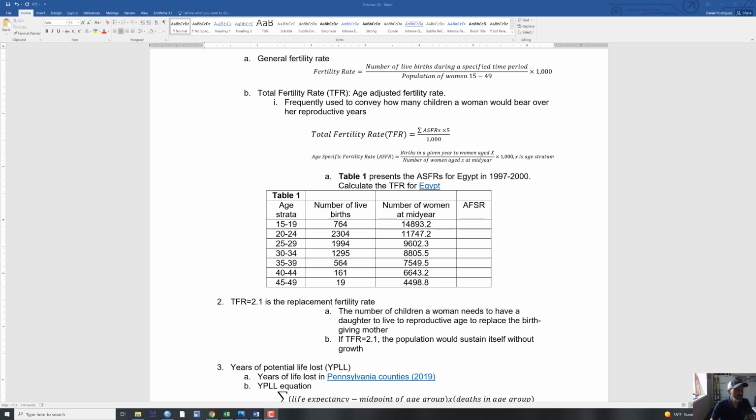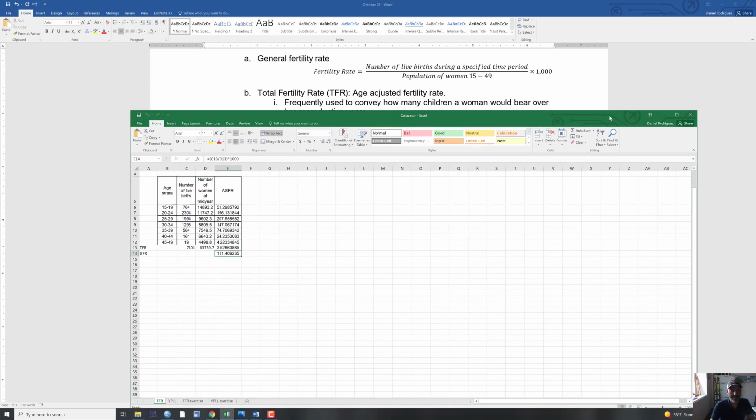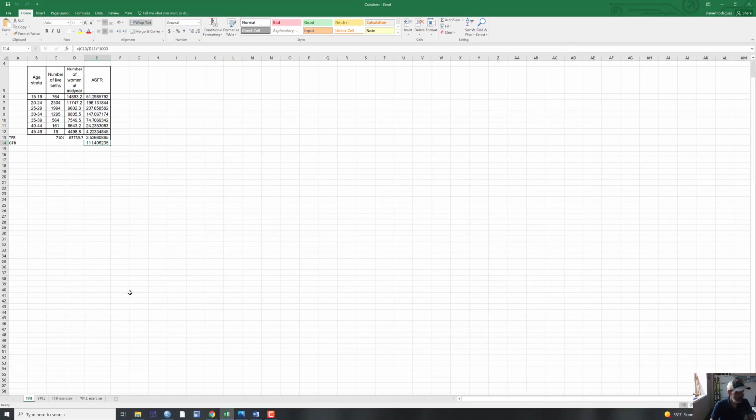So let's actually practice it. Now I'm going to use Excel for this calculation. I like using Excel to do things. So here's an example of how we would calculate it.